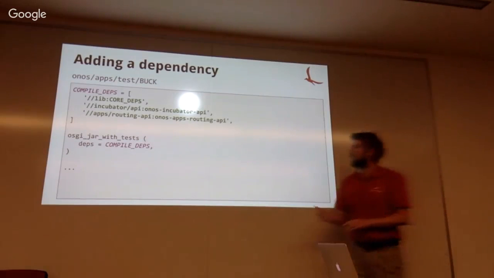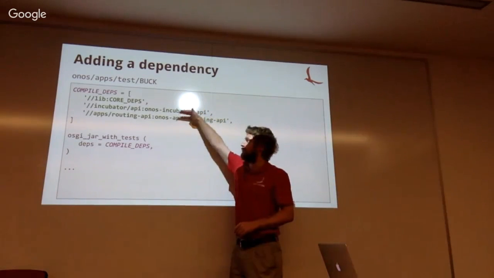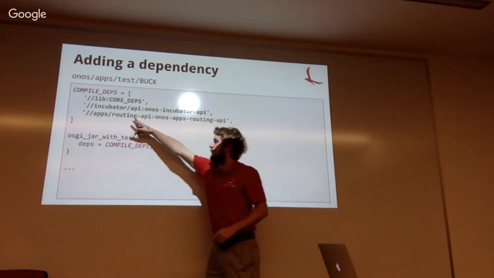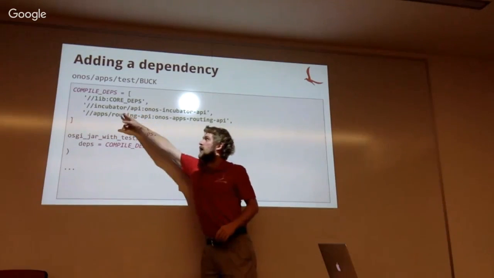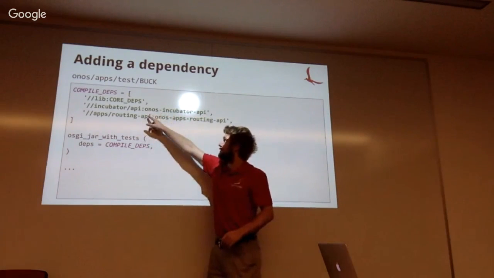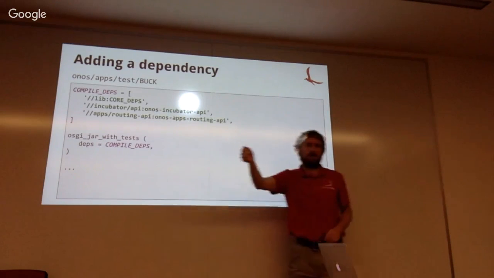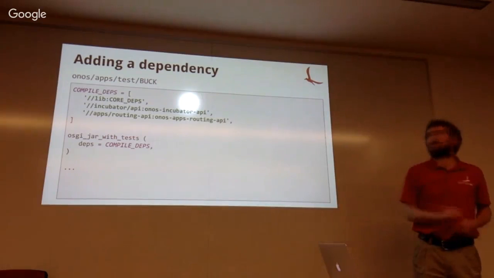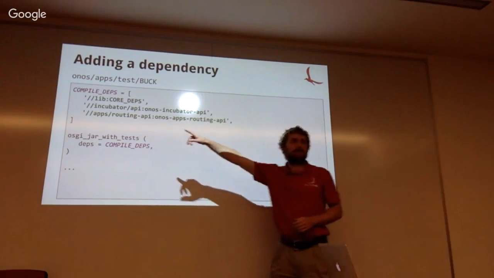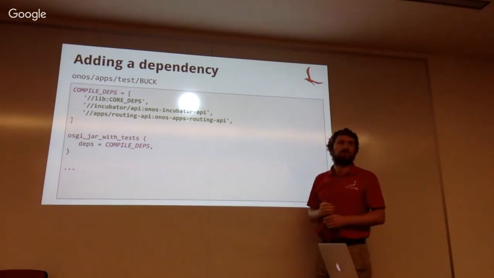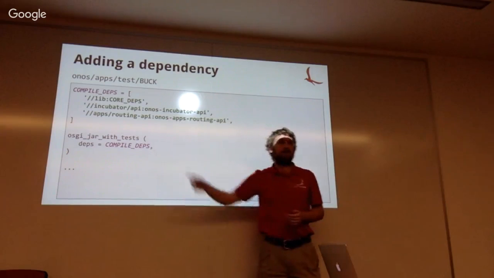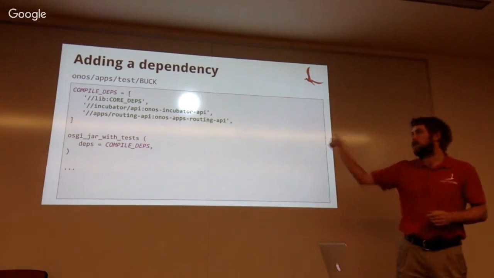To add a dependency, all you need to do is add a buck target or build target to the list that gets passed into the rule. So in this case, /incubator API, that would be the path in the project, and then colon target name. So incubator API, ONOS incubator API would be the jar, which is the API of some of the incubating features for the project. We can also refer to an API that's exposed by the routing application or for routing applications in a similar way. So adding dependencies on other things in the project or external libraries is as easy as just adding the build target URI to your list.